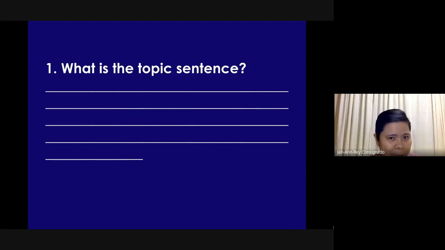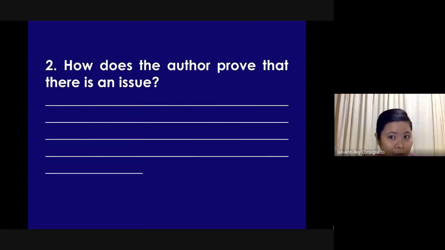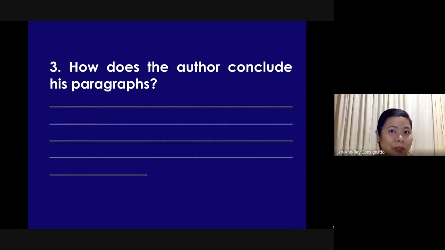First question, what is the topic sentence? Number 2, how does the author prove that there is an issue? Number 3, how does the author conclude his paragraphs?